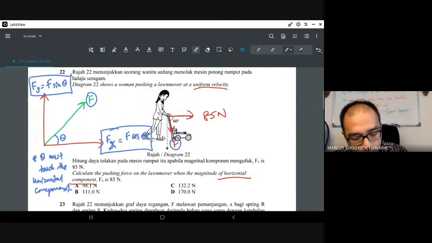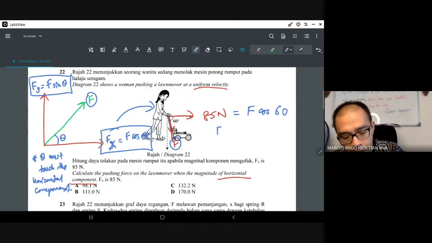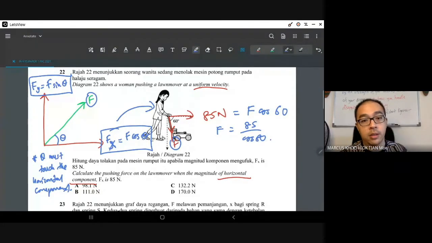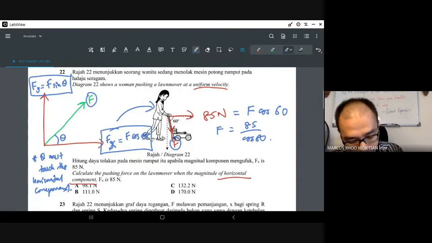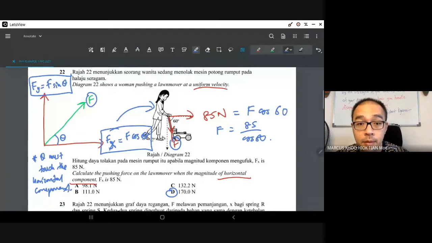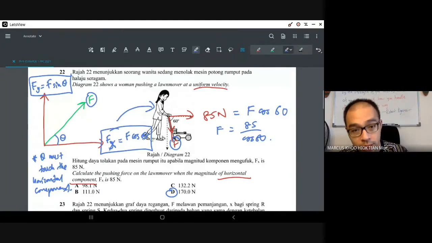So when we bring this into here, we find that 85 newtons equals F cos 60 because it's horizontal. And so because of that, you can calculate lah, F equals 85 over cos 60, which will give you something much bigger, I think. 85 divided by cos 60 is 170. So your answer will be D. So this question is not that difficult per se, tapi kalau kamu lupa sudah how do you resolve the forces, how to do the resolution of forces, itu yang menjadi susah lah.